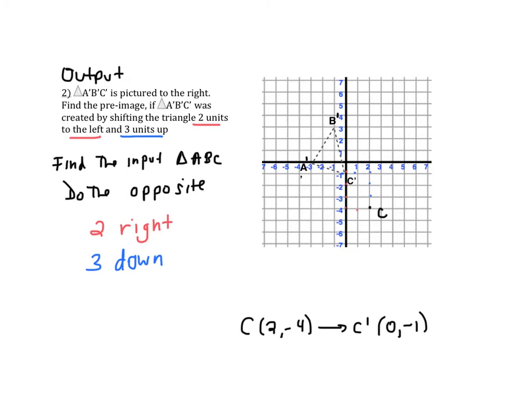Okay, we're going to do this with point B prime as well. So again, we're going to work in reverse. So put your pencil point where B prime is. Okay, and we want to do the opposite of what was mentioned here. We're working backwards. So go 2 to the right, 1, 2, and 3 down, 1, 2, 3. So B would be at the point 1, 0.